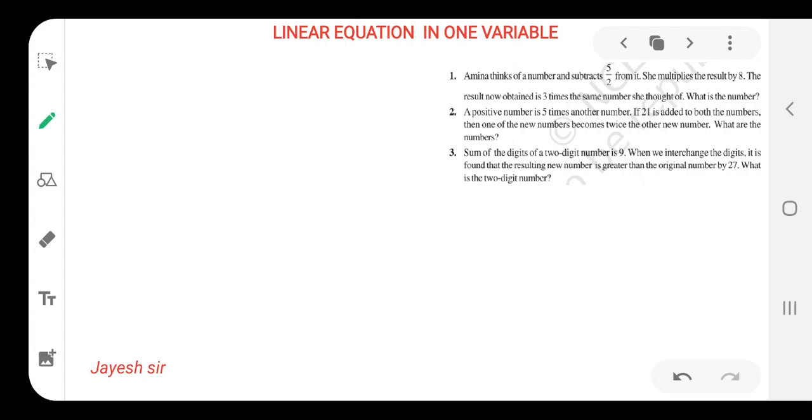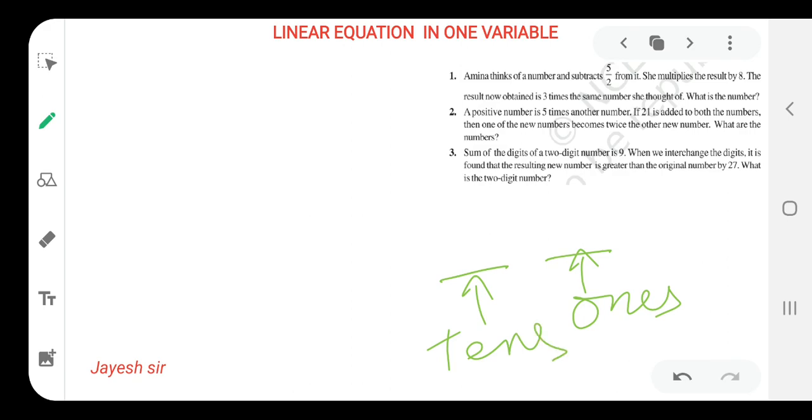The sum of digits of a two-digit number is, what is to be said, two numbers are there, x1 plus x2. That means two numbers are there, x1 and x2. Their sum is 9. That thing we have to keep in mind. It was just an example. Yes, friends. Now what is to be said? When we interchange the digits, it is found that the resulting new number is greater than the original two-digit number. As per our question, a two-digit number is there. This is the two-digit number. It is at ones place and it is at tens place.